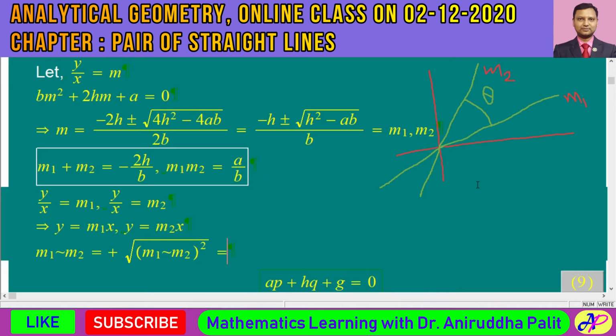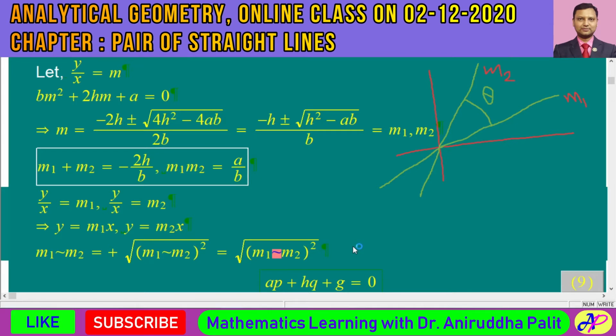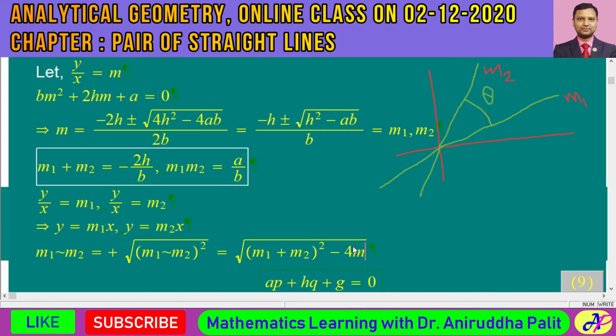And now this expression, forget about the positive sign, this expression can be written as, if this is m1 minus m2 or m2 minus m1, whatever it is, we can write it as m1 plus m2 whole square minus 4 into m1 m2.